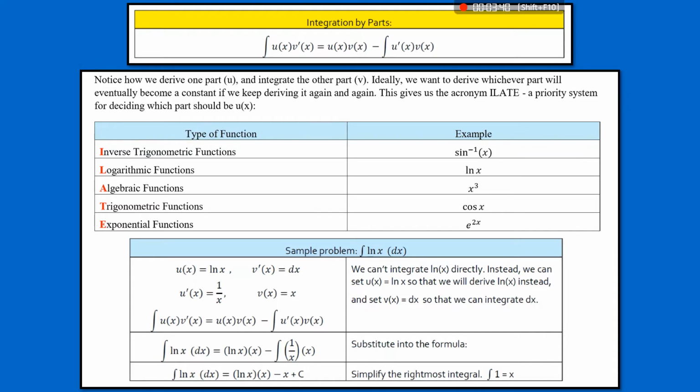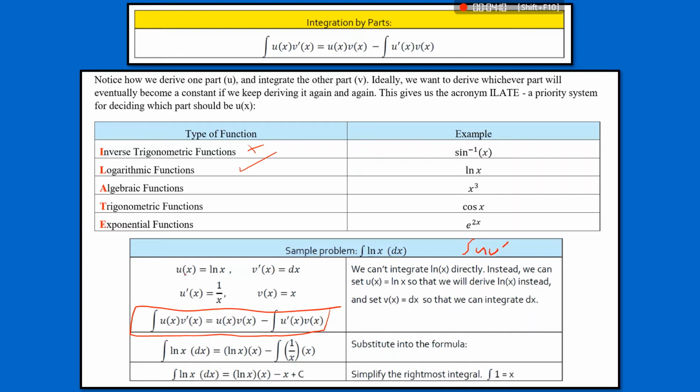For our sample, I've got the integral of the natural log of x dx. On my priority list, I don't have any inverse trig functions, but I do have a logarithm. So that's my priority for u. If I set u equal to ln x, that means u prime is 1 over x. My original function needs to be the integral of uv prime, so my v prime has to be dx, and if I integrate that, I'll get x.